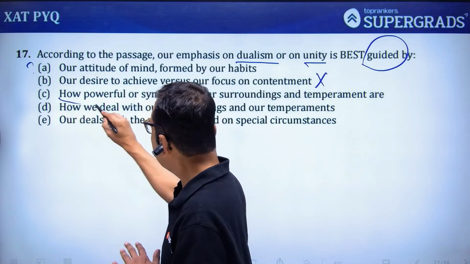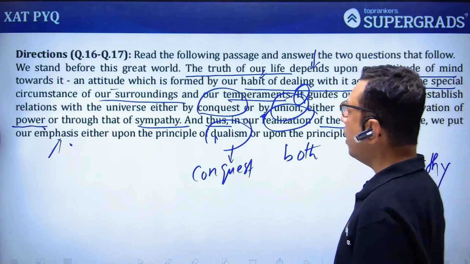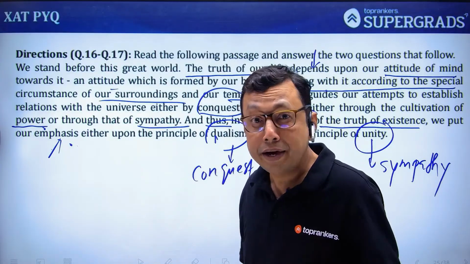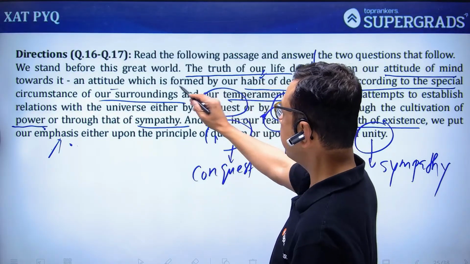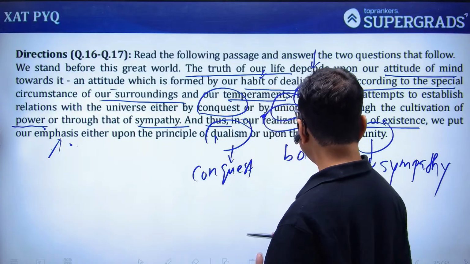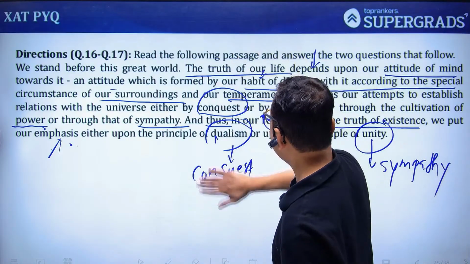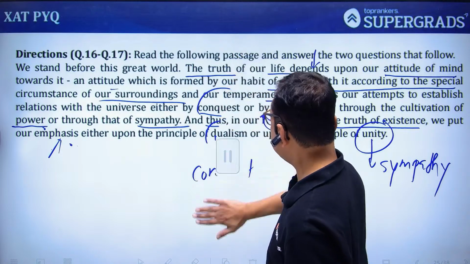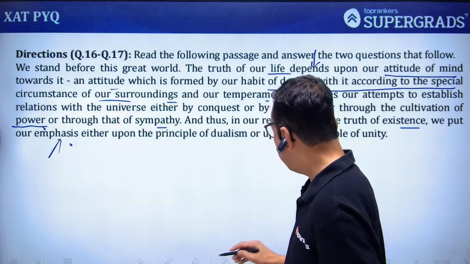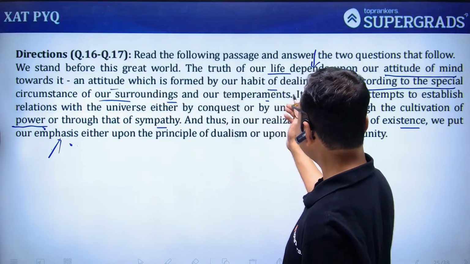Okay, how we deal with our surroundings and our temperament. So, what is the key here? How powerful or how we deal with? What does the paragraph say? How powerful our temperaments and surroundings are, or how we deal with them? What is the determining factor? It's very clearly written here, right? It depends upon our attitude of mind, which is formed by our habit of dealing. It is formed by our habit of dealing with it, right? That's how it is.